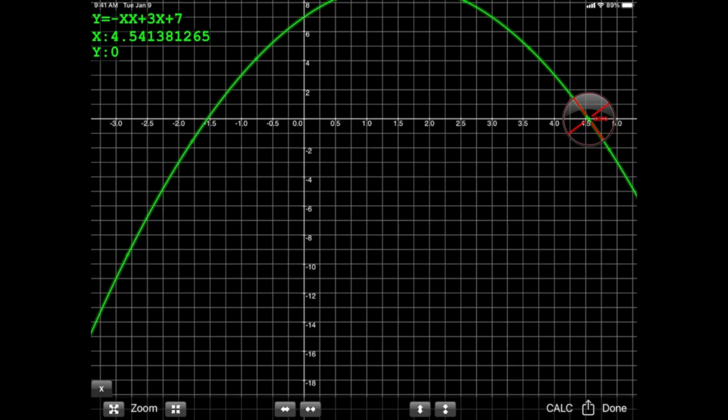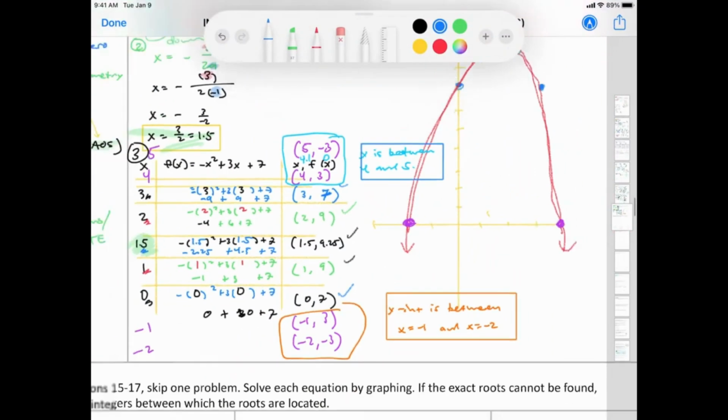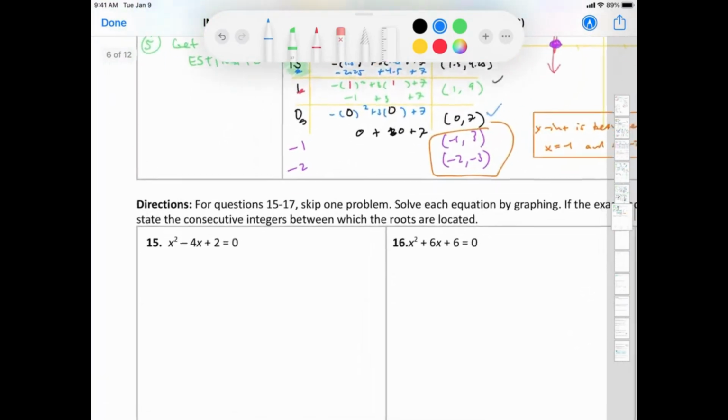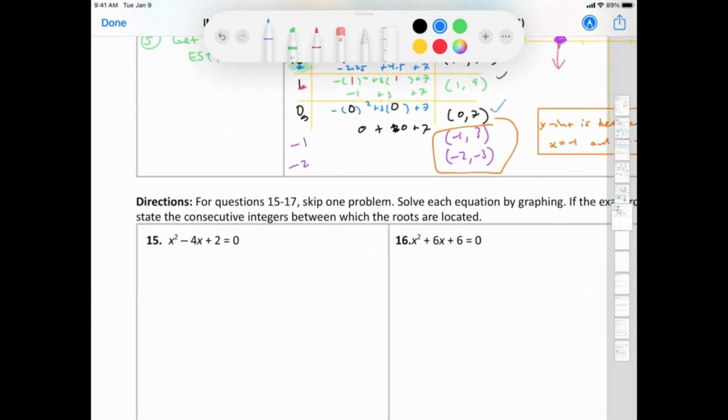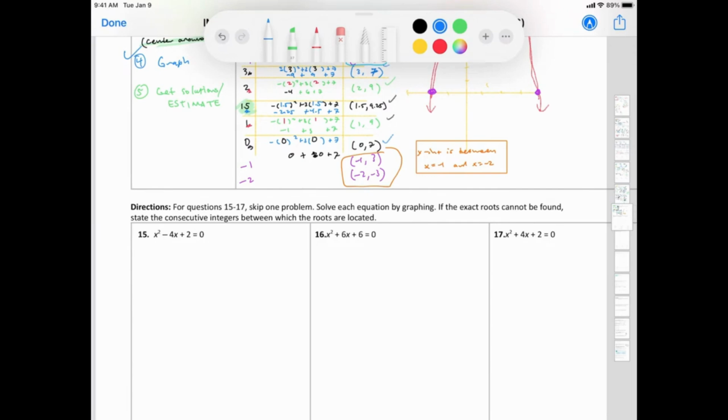Okay, so when y equals 0, that's an x-intercept. That is our big idea here. And so what we're doing is we're just estimating them. They'll be between those numbers. Okay? All right, let's go ahead and try. For questions 15 to 17, skip one problem, solve each equation by graphing. If no exact roots can be found, state the consecutive integers between which the roots are located.